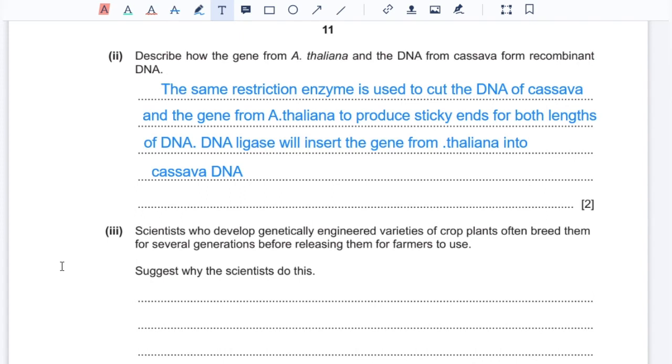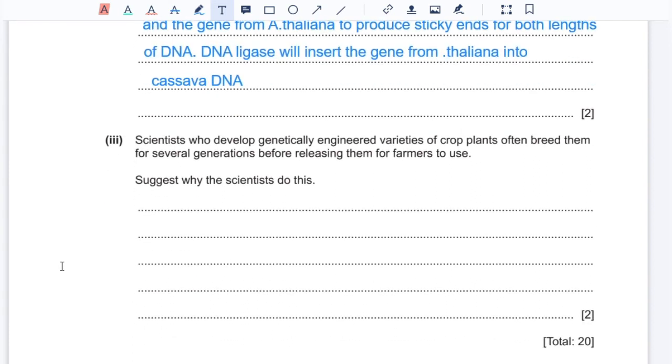3. Scientists who develop genetically engineered varieties of crop plants often breed them for several generations before releasing them for farmers to use. Suggest why the scientists do this. So this will ensure that the genetically modified plants do not have any adverse effects and that the new trait is inherited by all of the offspring plants that are grown in the several generations, so that farmers will not have to worry about the future offspring and the future generations not having the trait.